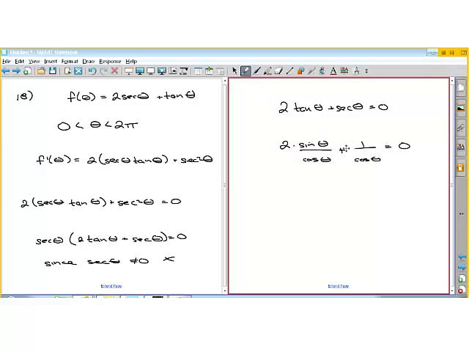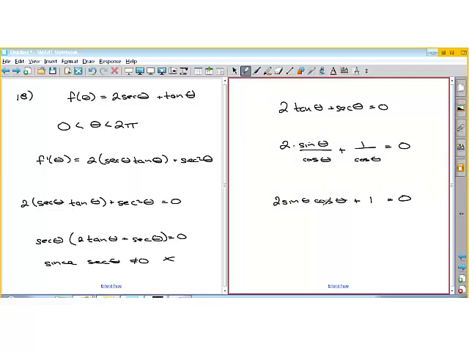And that equals 0. So if we multiply by the cosine of theta, we get 2 sine of theta cosine of theta plus 1 is equal to 0. And now what do we do? All we need to do is get this somehow in terms of just one variable, either sine or cosine, one trig function.